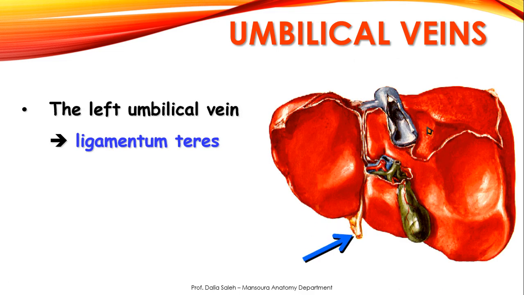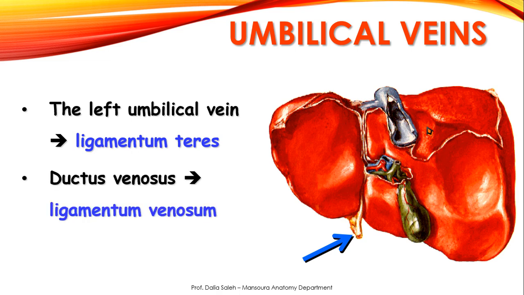After birth and clamping of the umbilical cord, the left umbilical vein will degenerate and the remnants of it in the adult will be the ligamentum teres. Also, the ductus venosus will shrink and will form the ligamentum venosum in adult, and we can even notice that part of it is still connected to the inferior vena cava.